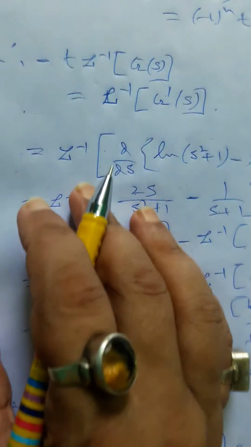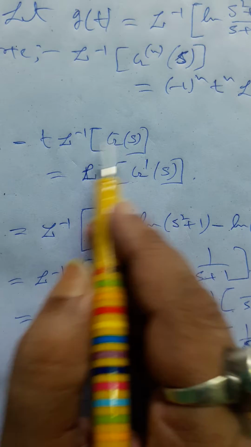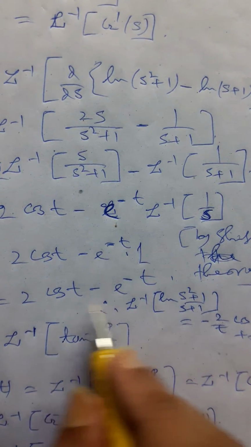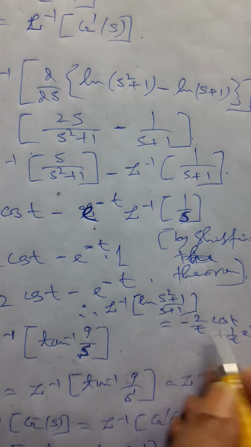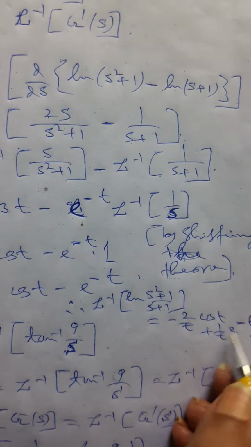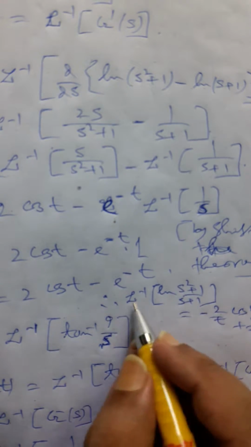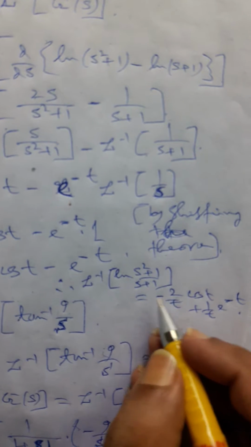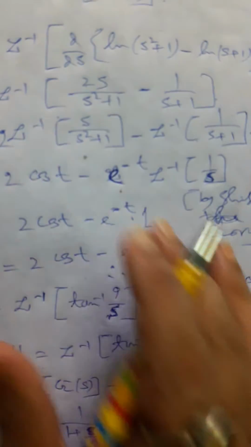So finally from the result, L inverse of g(s), minus t times it will be divided by this result, so my final answer will be minus 2 by t cos t plus 1 by t e to the power minus t, and we put the result for g(s). So finally we get L inverse of ln of (s square plus 1) by (s plus 1) equals minus 2 by t cos t plus 1 by t e to the power minus t. This will be the final answer.